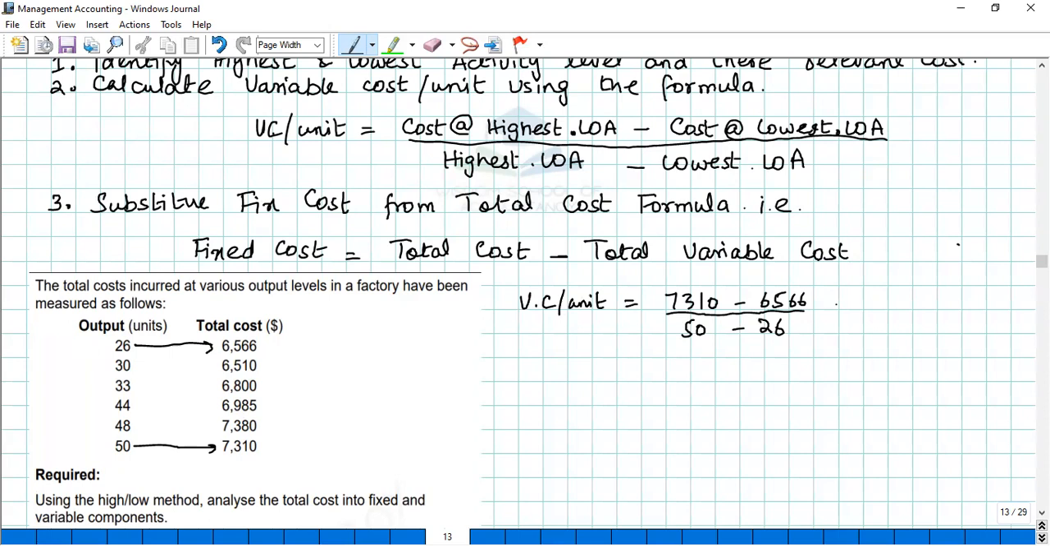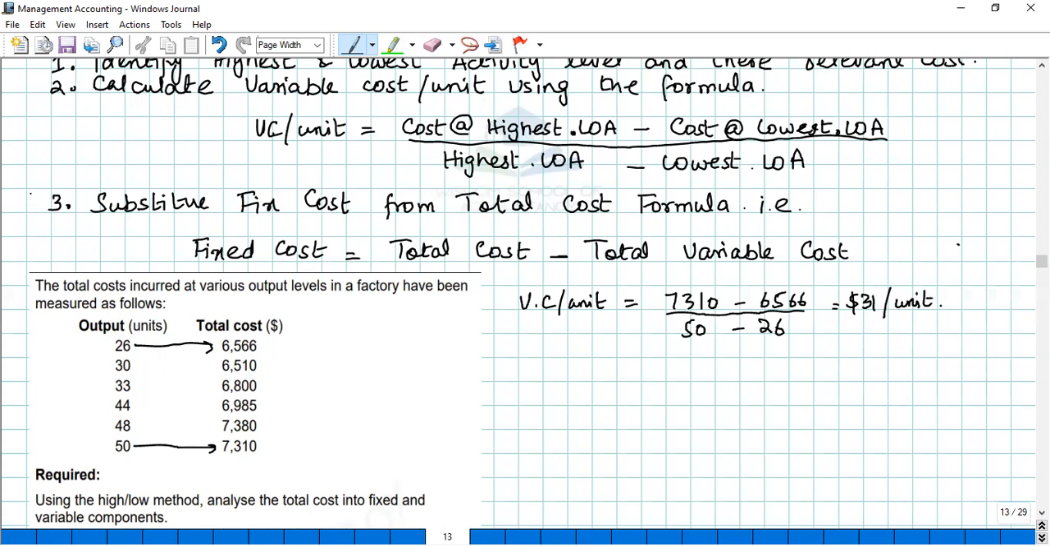So if I calculate 7310 minus 6566, it gives me 744, and 50 minus 26 is 24. So the answer will be 31 per unit. So this is my variable cost per unit.